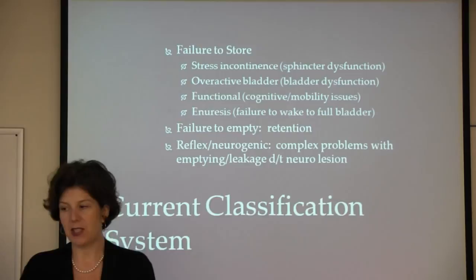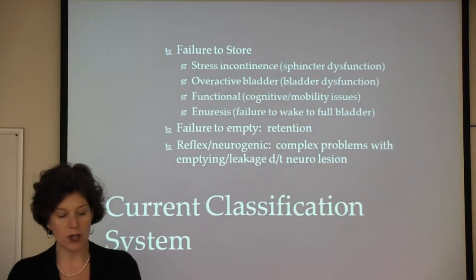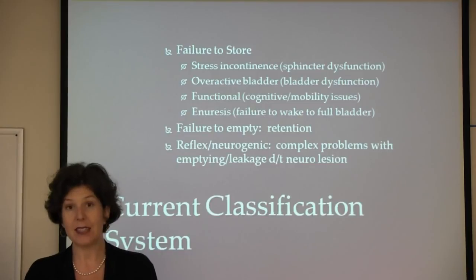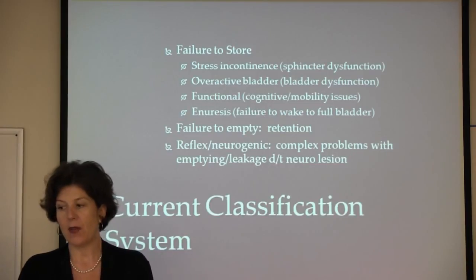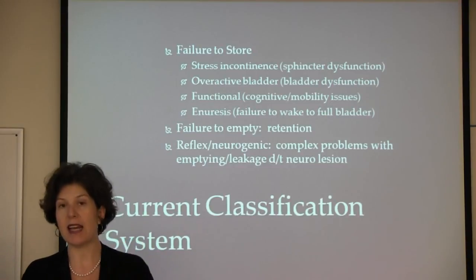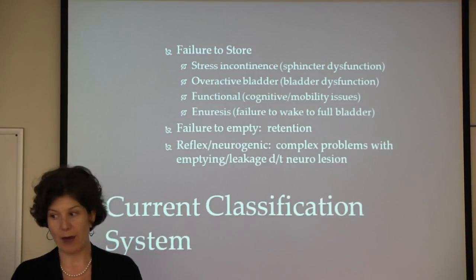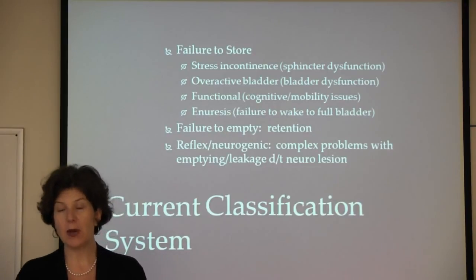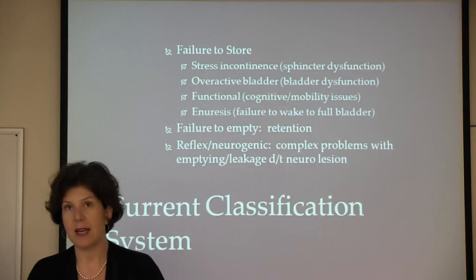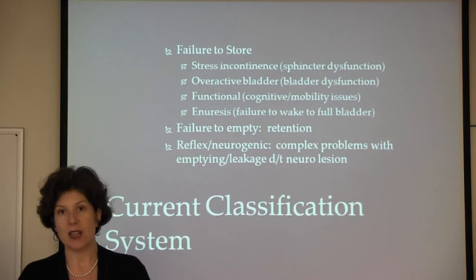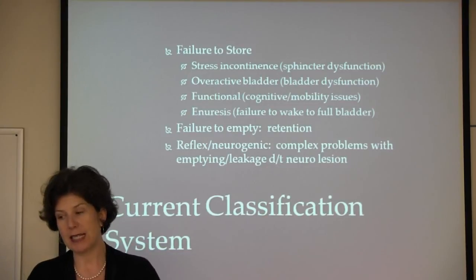The current classification system: failure to store is stress incontinence, which is leakage due to the sphincter not working. It's a storage problem. Then there's overactive bladder. What happens here is the bladder is squeezing when it's not socially appropriate. Functional incontinence is a cognitive or a mobility issue. The person is not able to interpret the message from the brain to the bladder, and or is not able to physically make it to the toilet in a timely manner.